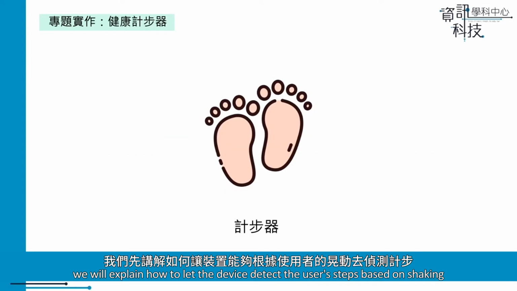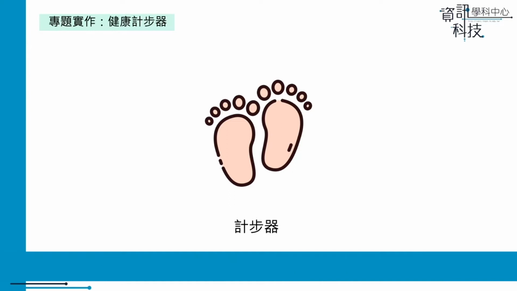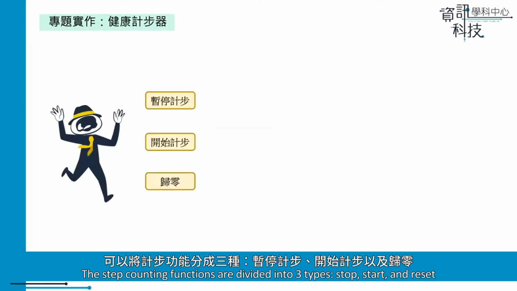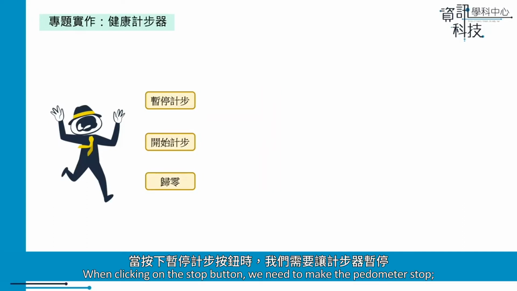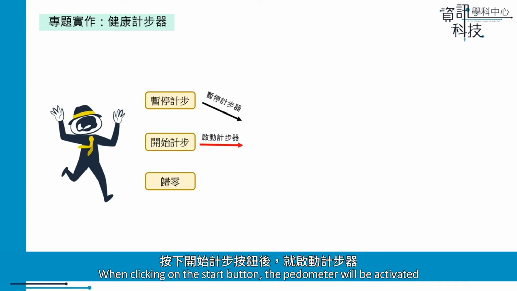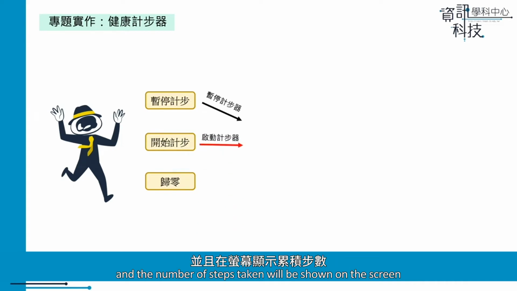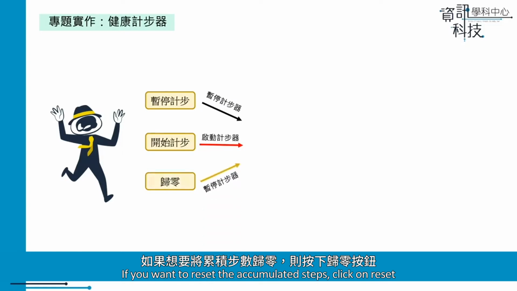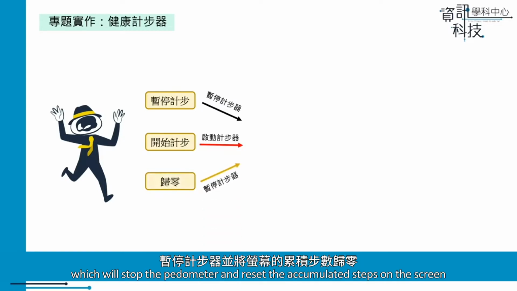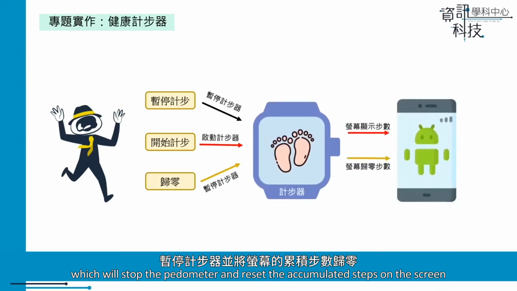In the beginning, we will explain how to let the device detect the user's steps based on shaking. The step counting functions are divided into 3 types: stop, start, and reset. When clicking on the Stop button, we need to make the pedometer stop. When clicking on the Start button, the pedometer will be activated, and the number of steps taken will be shown on the screen. If you want to reset the accumulated steps, click on Reset, which will stop the pedometer and reset the accumulated steps on the screen.